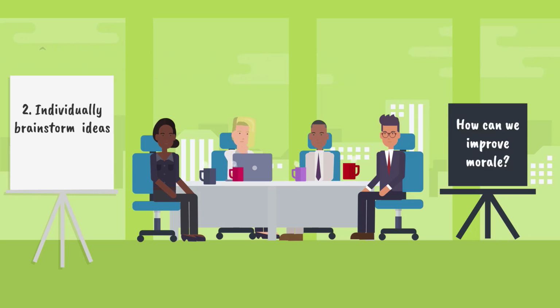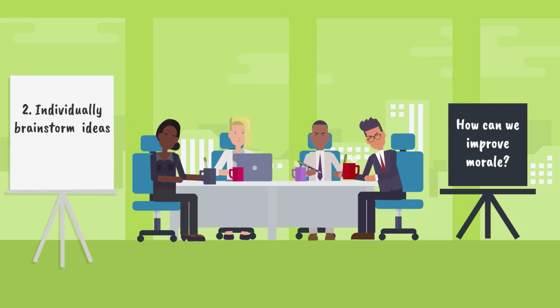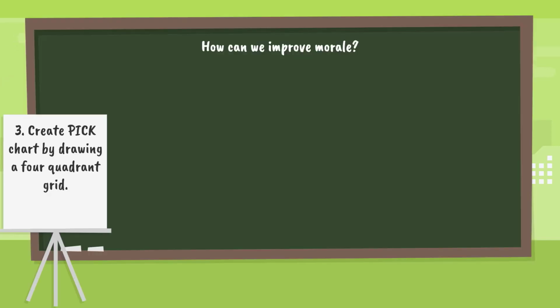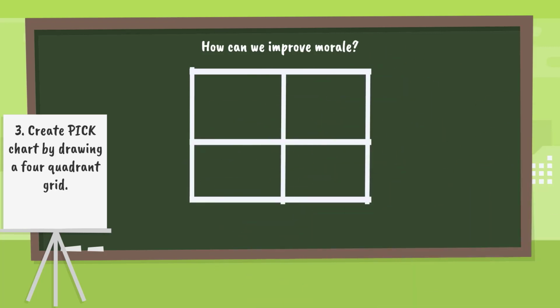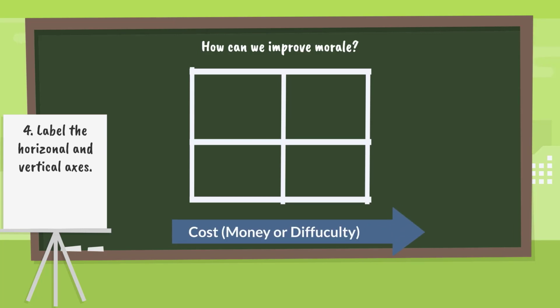Individually, participants will brainstorm ideas using one post-it per idea. Create the pick chart by drawing a 4-quadrant grid. Now label the horizontal and vertical axes. The horizontal axis represents cost, which can be defined as either money or difficulty in implementing. The vertical axis represents the benefit, which can be the added value or impact.